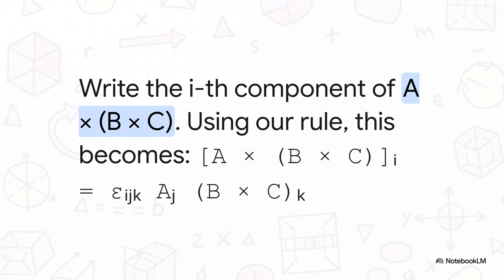Let's start with the left-hand side of that identity. And we're just going to find its ith component. We just have to apply the cross-product rule we just learned. The ith component of anything cross anything else is epsilon ijk times the jth component of the first vector, which is Aj, times the kth component of the second vector, which in this case is the whole term (B cross C)k. It's that simple, just applying the definition.